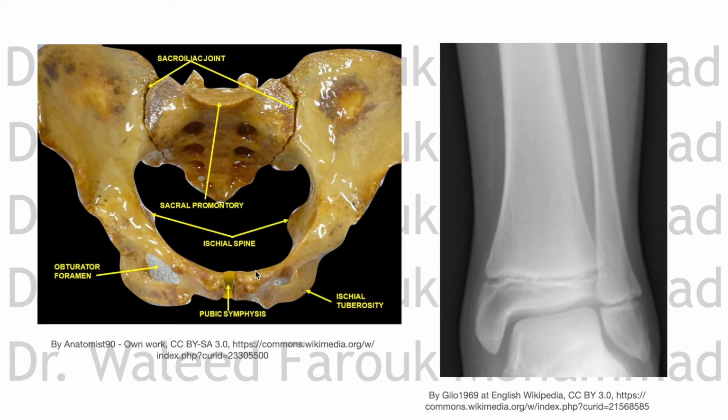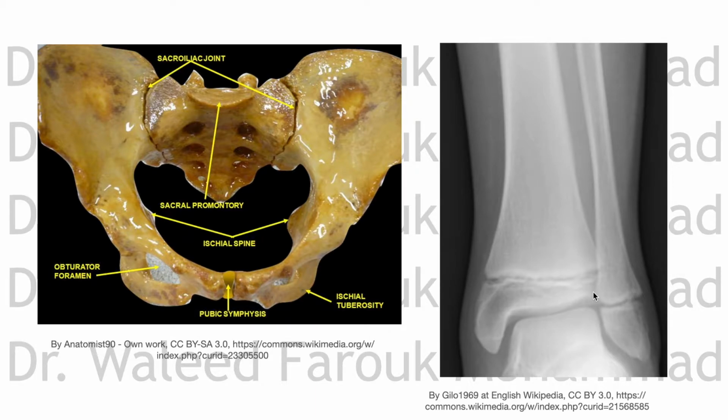This is an example of a symphysis joint. This is the symphysis pubis. It's composed of bone. A piece of hyaline cartilage covers the bone, then a piece of fibrocartilaginous disc between the two hyaline cartilages, another piece of hyaline cartilage, and then the bone.